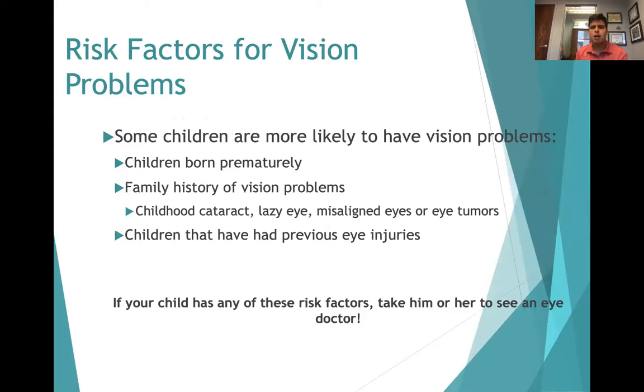So now that we talked about some of the specific vision problems, what are the risk factors for vision problems? Some children are more likely to have vision problems if they are born prematurely, if they have family history of vision problems, if they had childhood cataracts, lazy eyes, misaligned eyes or eye tumors, or if they have had any previous eye injuries. And so if your child has any of these risk factors, take him or her to see an eye doctor.